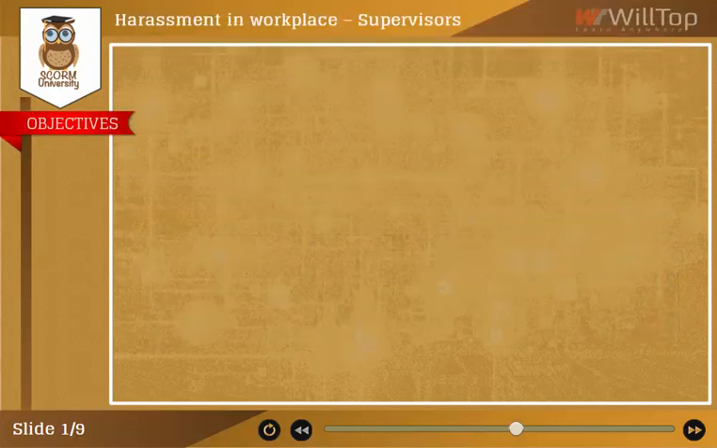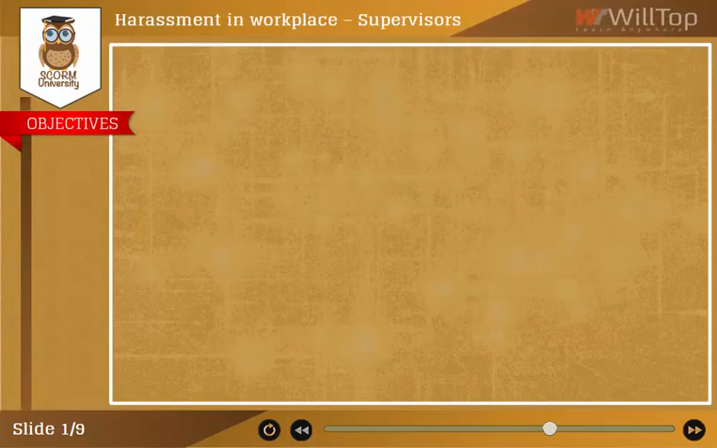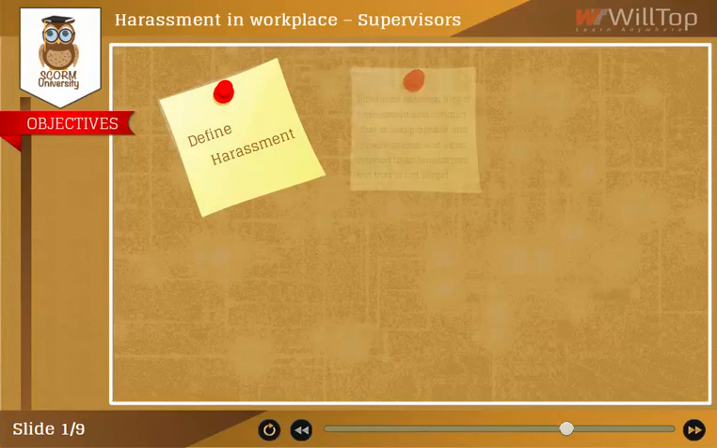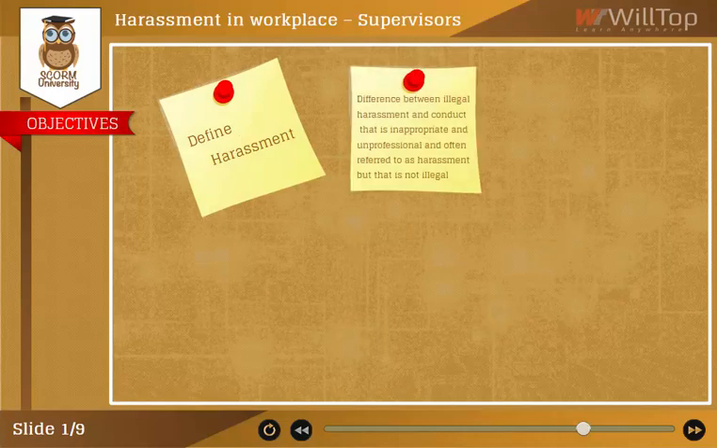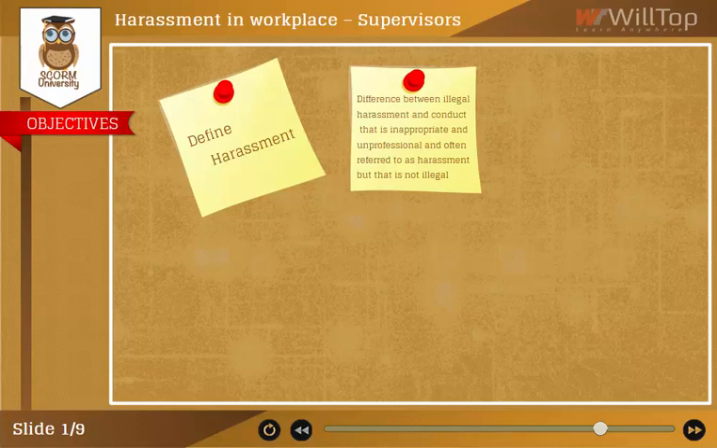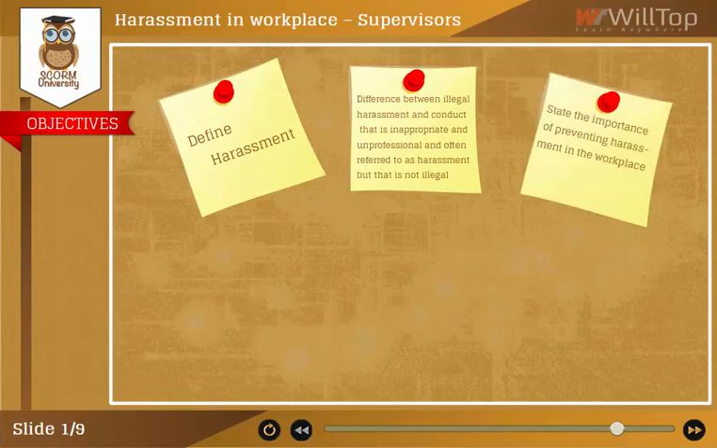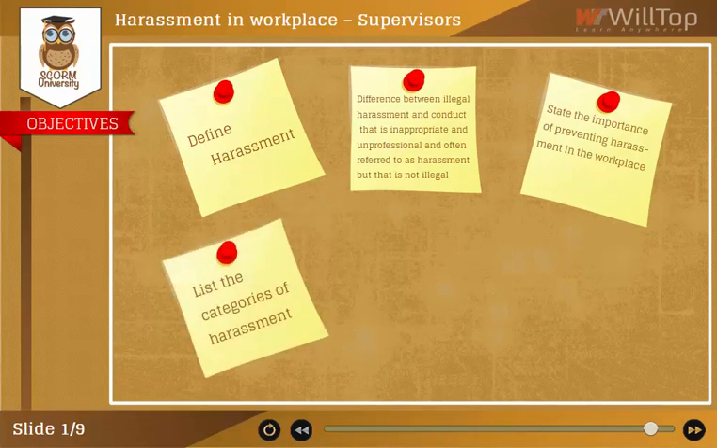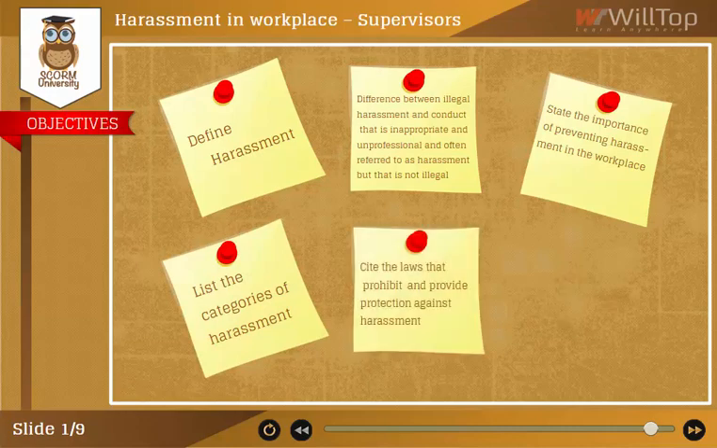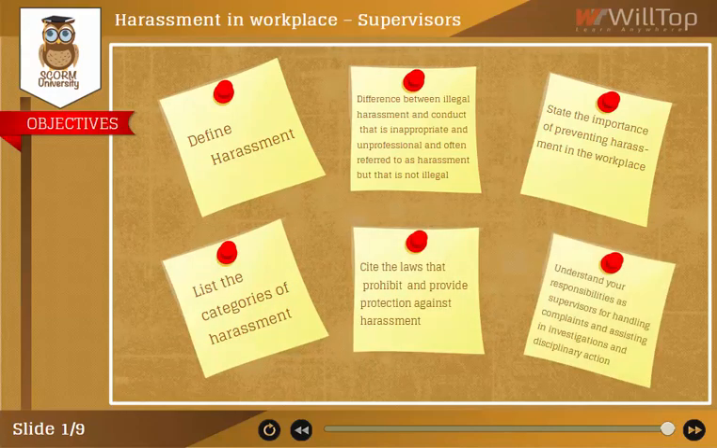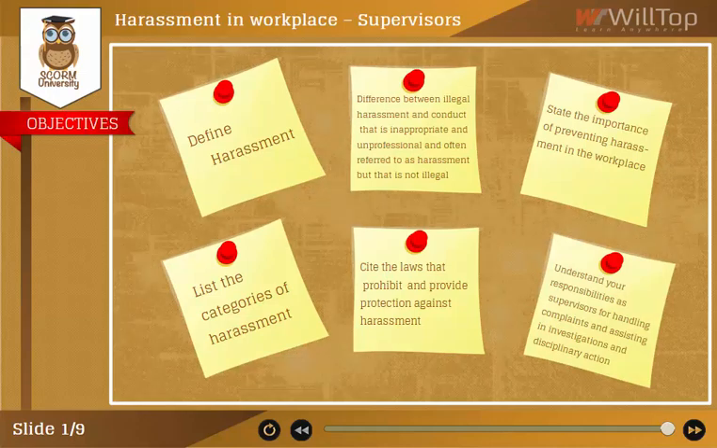Let us see the objectives of harassment at workplace. Define harassment. Explain the difference between illegal harassment and conduct that is inappropriate and unprofessional and often referred to as harassment, but that is not illegal. State the importance of preventing harassment in the workplace. List the categories of harassment. Cite the laws that prohibit and provide protection against harassment. Understand your responsibilities as supervisors for handling complaints and assisting in investigations and disciplinary action.